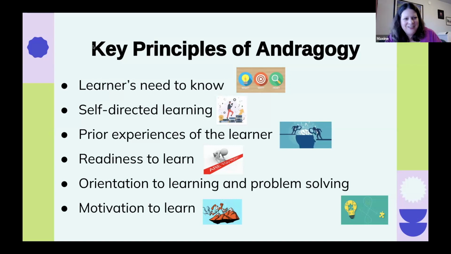I'll pause to just see if there are any questions or comments. Again, I feel like these very much align to what you naturally were thinking about in terms of what makes good PD.